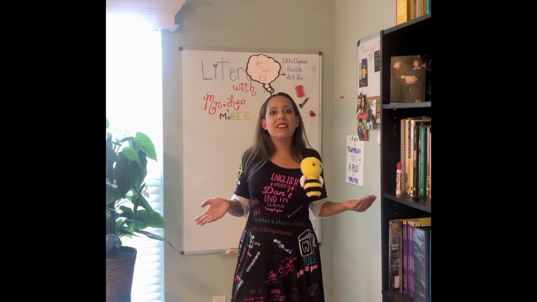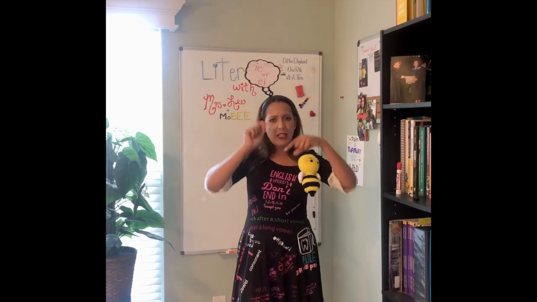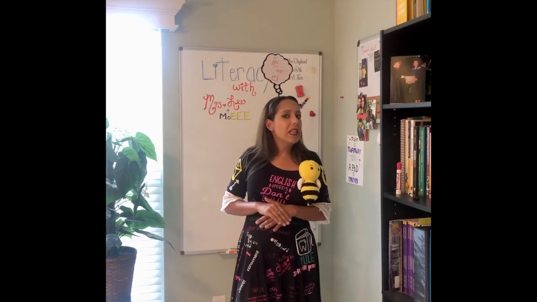And that's our spelling rule for today. I before E, except after C, or when sounding like A, as in neighbor. Do me a favor, and on the comments below, can you spell neighbor for me?